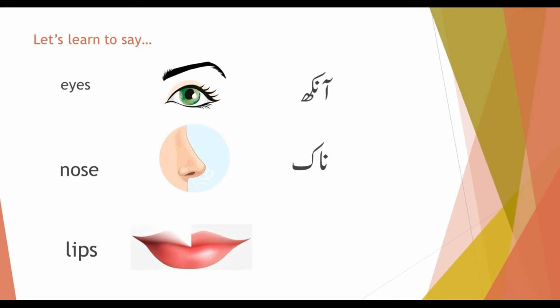Lips. Haunt. In English, lips, and in Urdu, haunt. Now let's repeat one more time. In English we say eye, and in Urdu, aankh. In English we say nose, and in Urdu, naak. In English we say lips, and in Urdu, haunt. Repeat many times for practice.